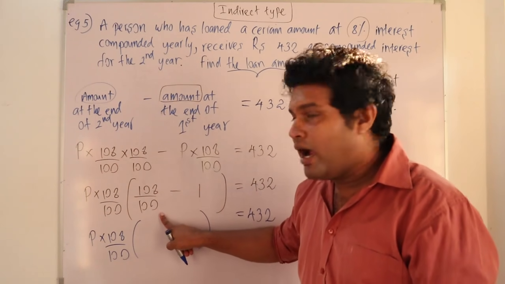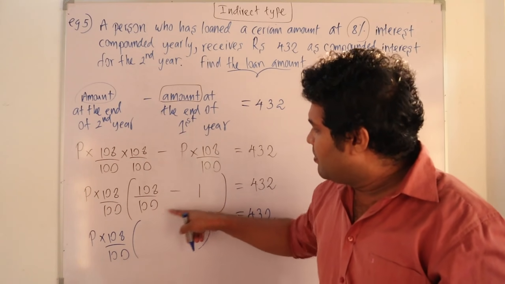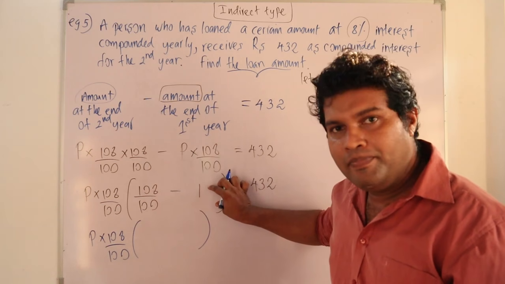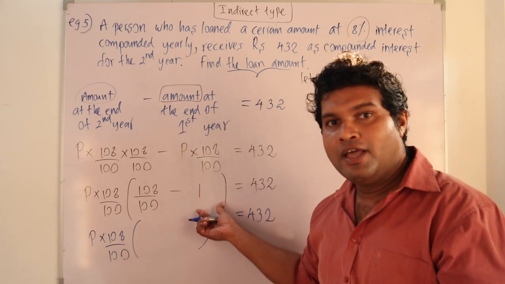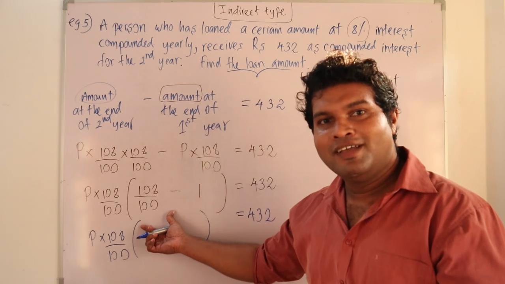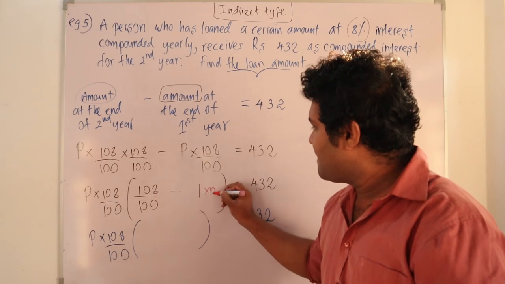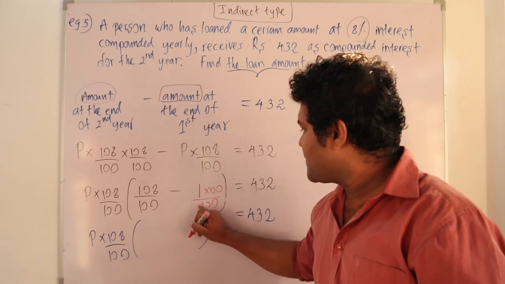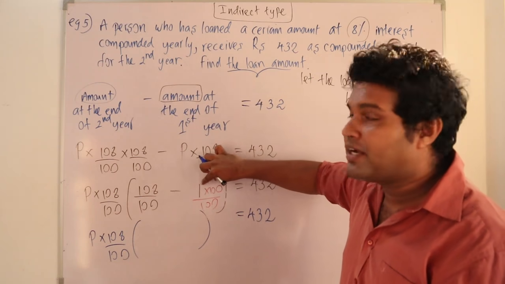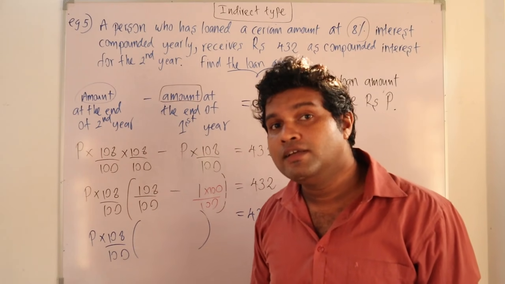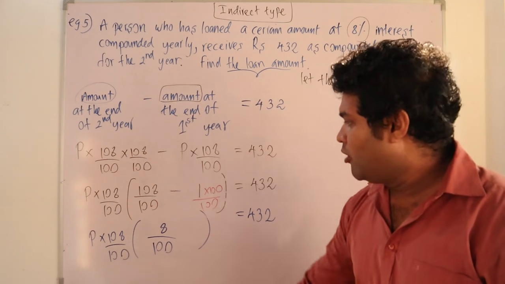Then 108 over 100 minus 1. Remember, 108 over 100 minus 1 is a fraction and a number. Because of the denominator 100, you better make 1 into 100 over 100. 108 over 100 minus 100 over 100. When you subtract 100 from 108, you get 8 over 100, and 432. Right, now make P the subject.